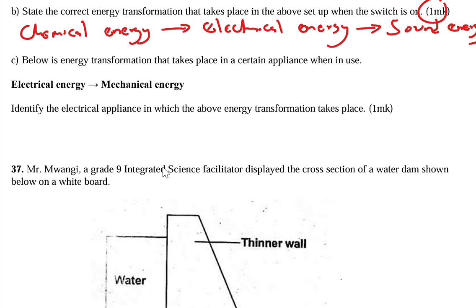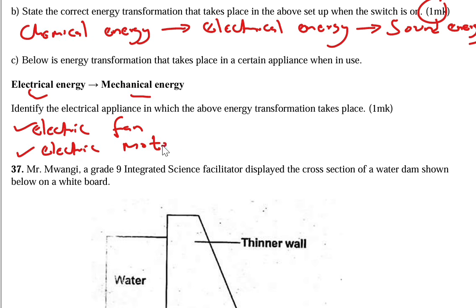Part C. Below is an energy transformation that takes place in a certain appliance when in use. Electrical energy converted to mechanical energy. Identify the electrical appliance in which the above energy transformation takes place. When you have electrical energy to mechanical energy, for example, you have an electric fan, which rotates, so that is mechanical energy. We also have the electric motor, and so on. So you score 1 mark.